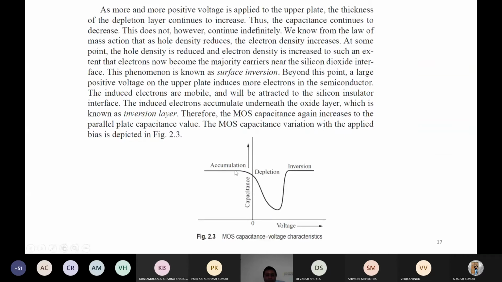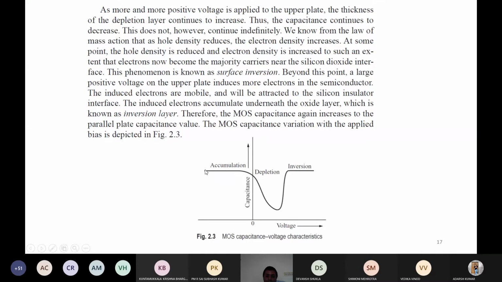Here we can see the capacitance versus voltage plot given for the MOS capacitor, and we will see similar behavior in the MOSFET also, because this MOS capacitor is already present in the MOS transistor: the gate is polysilicon, the dielectric is silicon dioxide, and the body is p-type silicon for n channel. So for an n-channel MOSFET it will be similar.